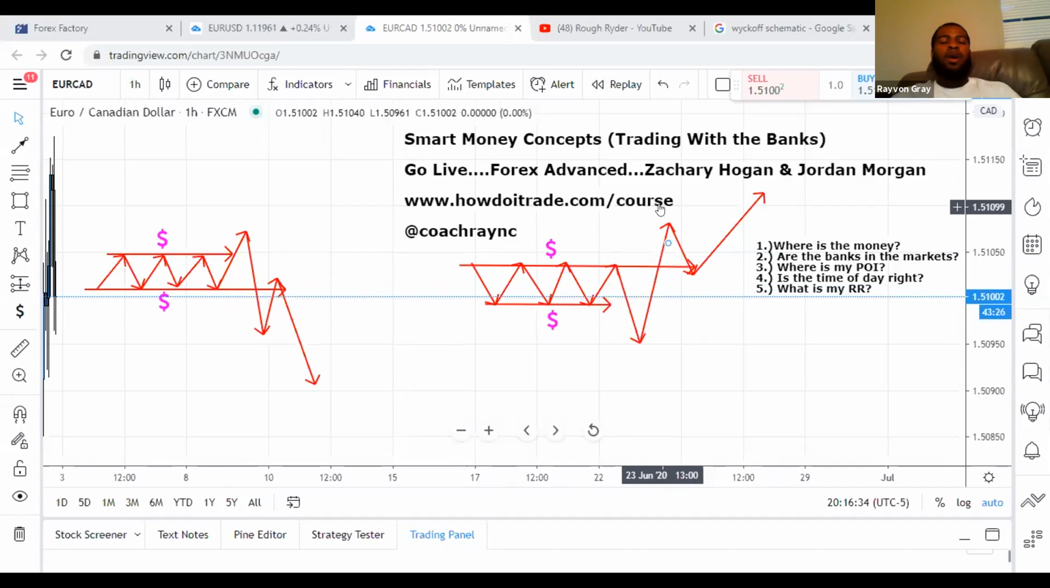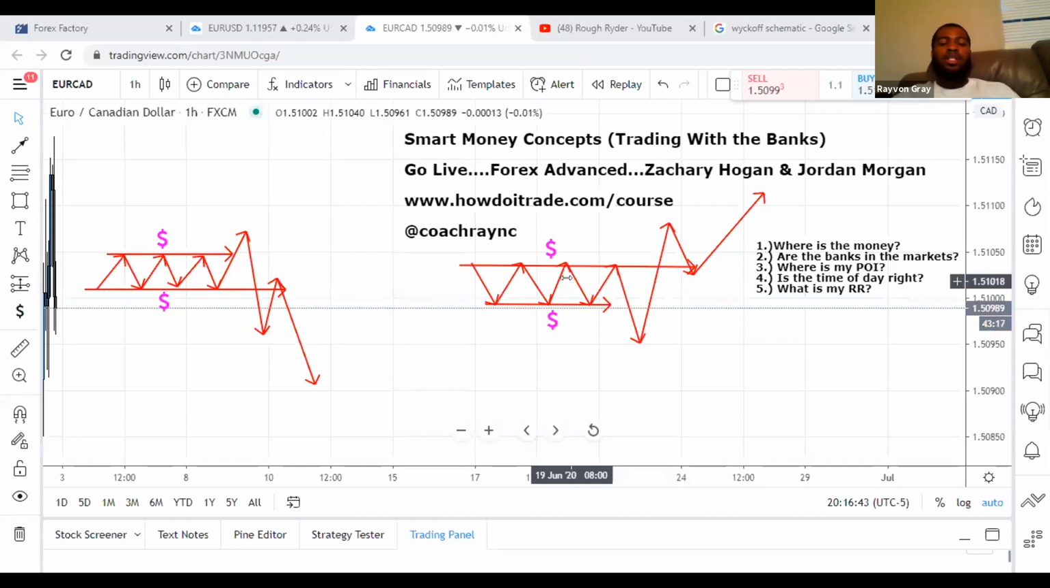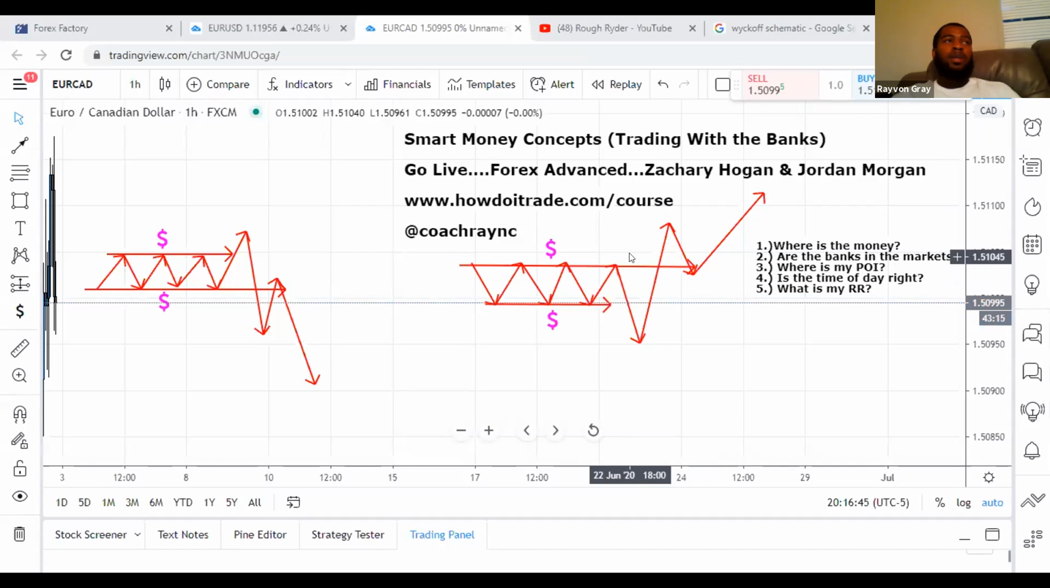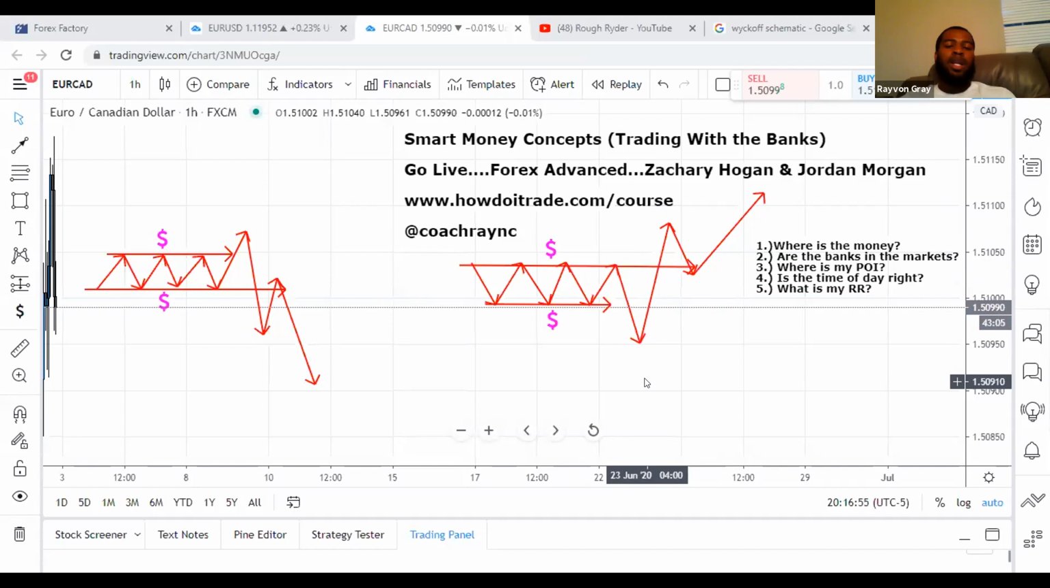Where is my POI? What is a POI? My point of interest. We call that the snipe zone, right? That's what we call a snipe. The point of interest is the open of that candle and the 50% of it, whether it's on the buy side or the sell side. That last down or up candle, the open or the 50%. That's your point of interest, unless you plan off an imbalance, which we're going to get into in a few.